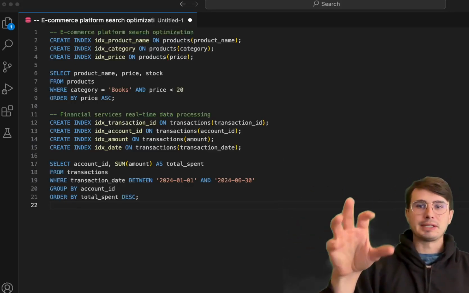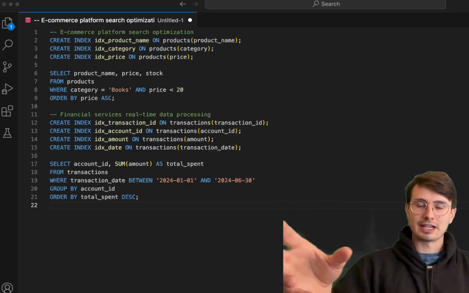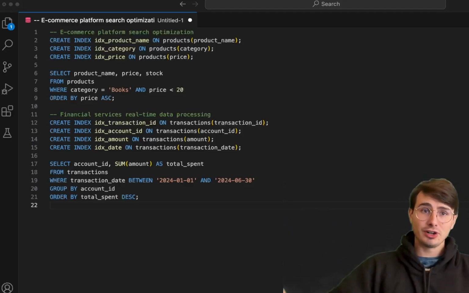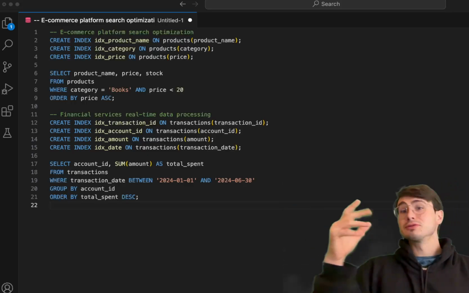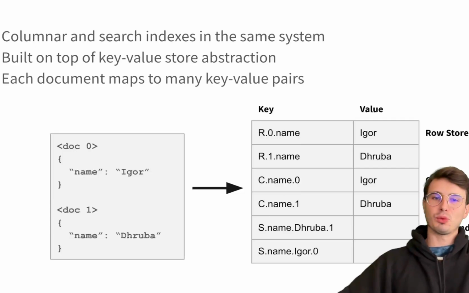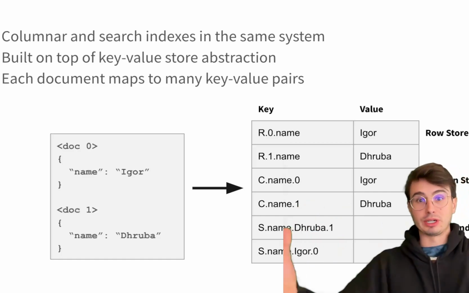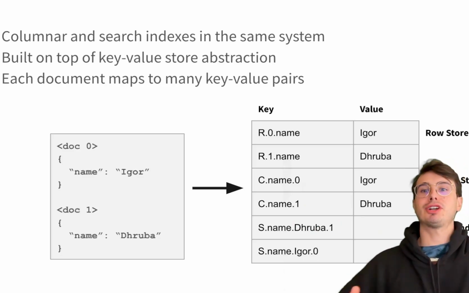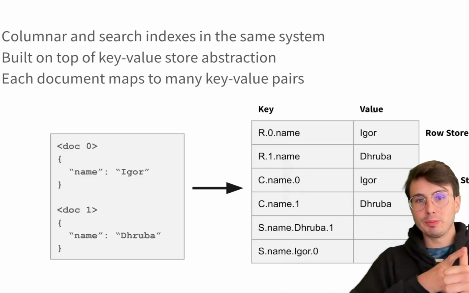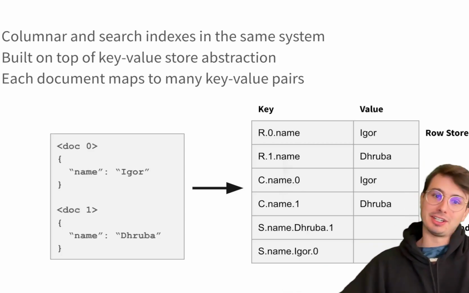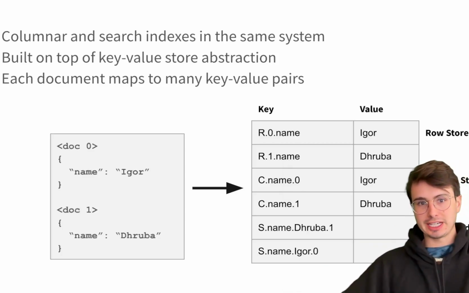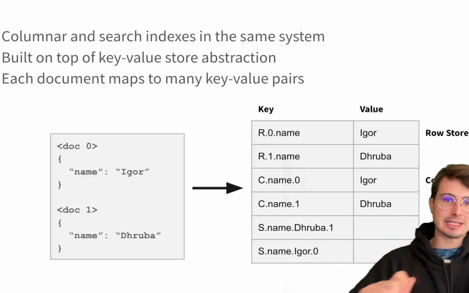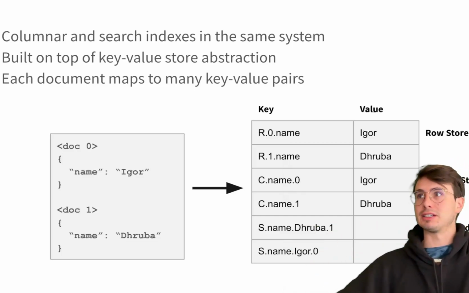Because this idea was brought to me by someone that works with the Rockset Open Source Project, I want to touch a little bit on how Rockset takes us a little bit further with converged indexes. So without further ado, let's get into that. The way Rockset stores columns of documents is in a converged index. This converged index incorporates aspects of a row-based store, column-based store, and a search index. So you have columnar and search indexes in the same system, and it's built on top of a key value store abstraction where each document is going to map to many different key value pairs.